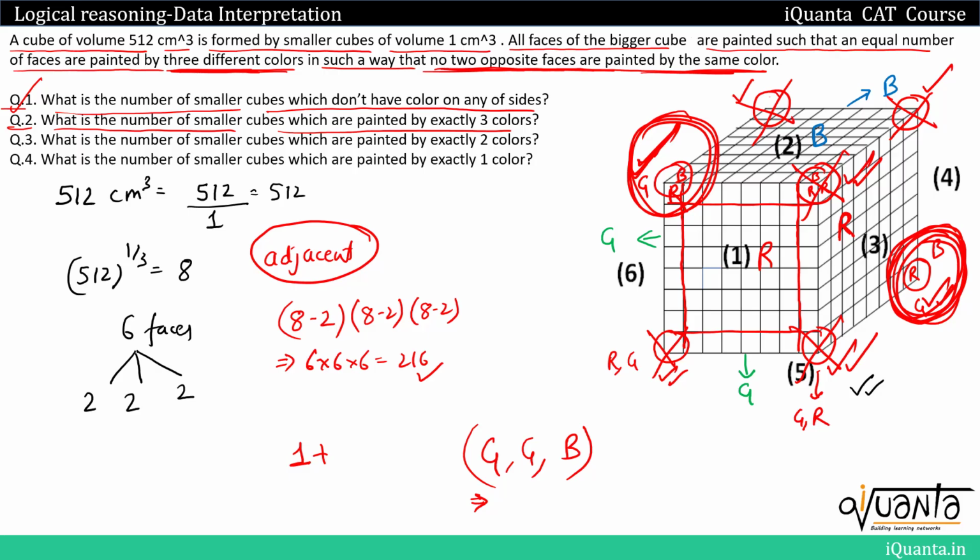So how many cubes do we have? How many smaller cubes do we have which has exactly three colors? There are only two such cubes. So the correct answer to the second question would be 2. Let's try to solve the third question now.